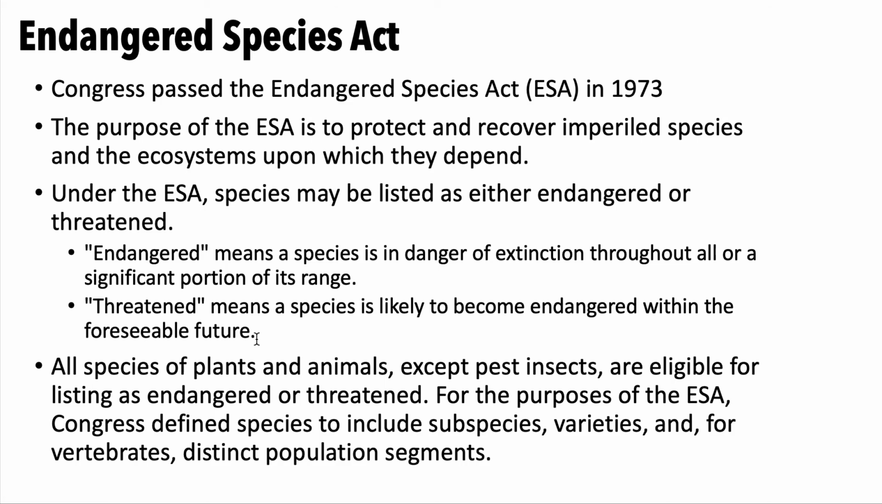For the purposes of the ESA, Congress defines a species to include subspecies, varieties, and for vertebrates, distinct population segments. So, thankfully, mosquitoes won't ever end up as an endangered or threatened species because they are a pest insect, as well as ants and things like that. But otherwise, any animal and plant is eligible to be listed and protected under the Endangered Species Act.